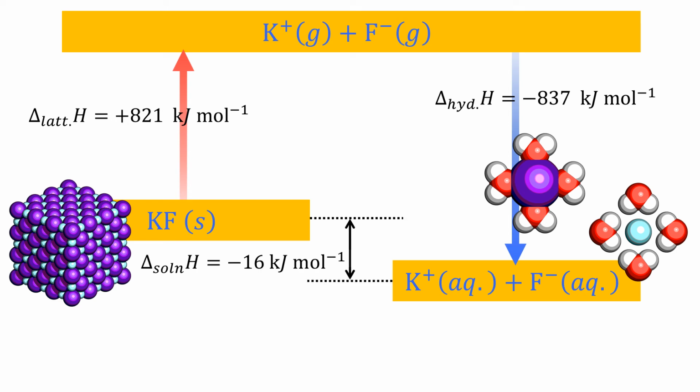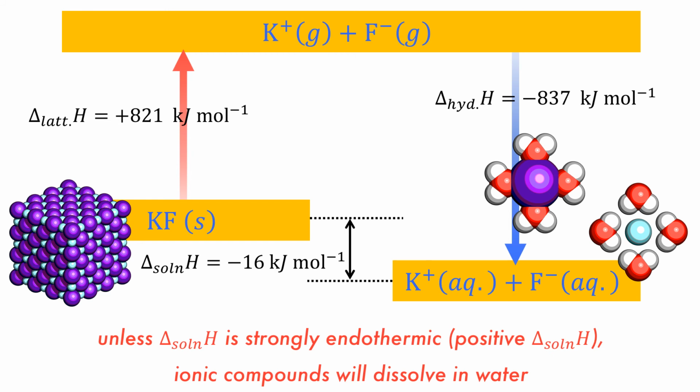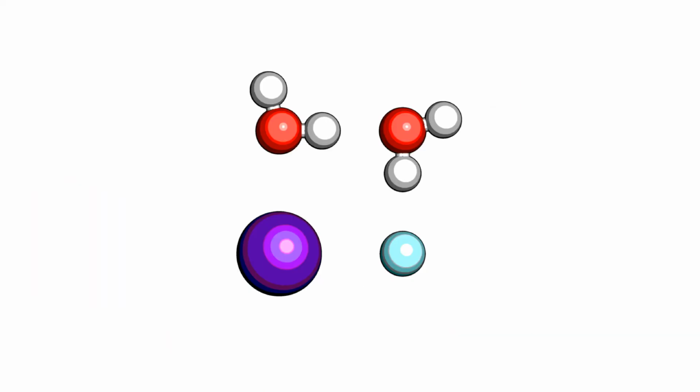The overall result of these two steps gives the enthalpy of solution. If the enthalpy of solution is strongly endothermic, then the compound is likely to be insoluble. Otherwise, it likely dissolves in water. This is because entropy is still the dominant driving force.